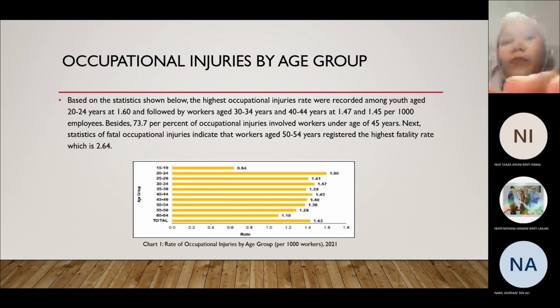Okay, next is occupational injuries by age, like I mentioned before. Based on the statistics, the highest occupational injury rate was recorded among youth aged 20 to 24 years and workers aged 30 to 34 years and 40 to 44 years, at 1.57 and 1.5 per 100 employees. This shows that all sectors must practice a safe workplace environment for all workers so that occupational disease and poisoning statistics can be reduced, to protect workers from extreme situations and maintain their health. So, the next slide.